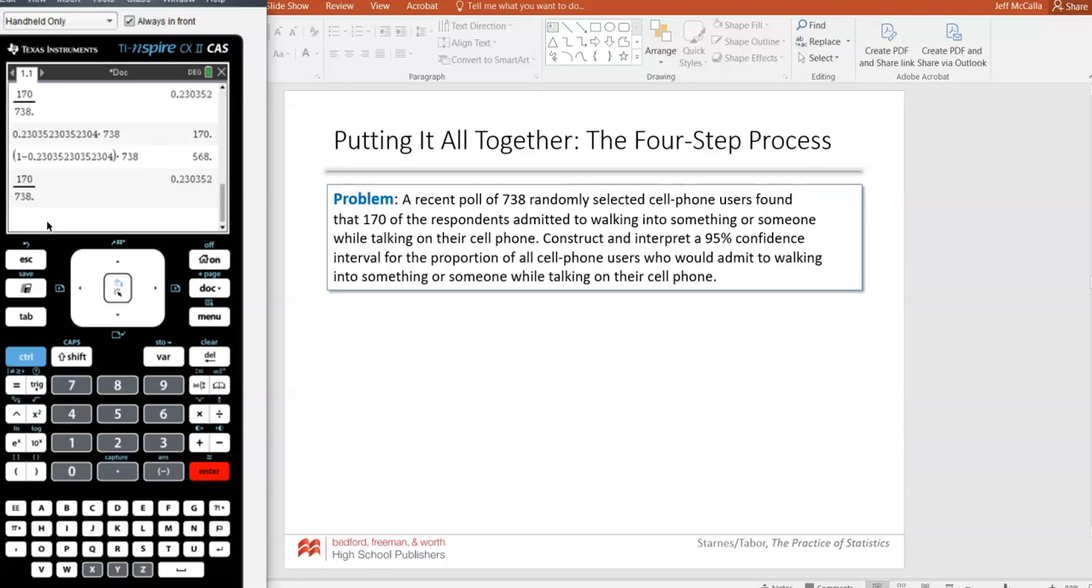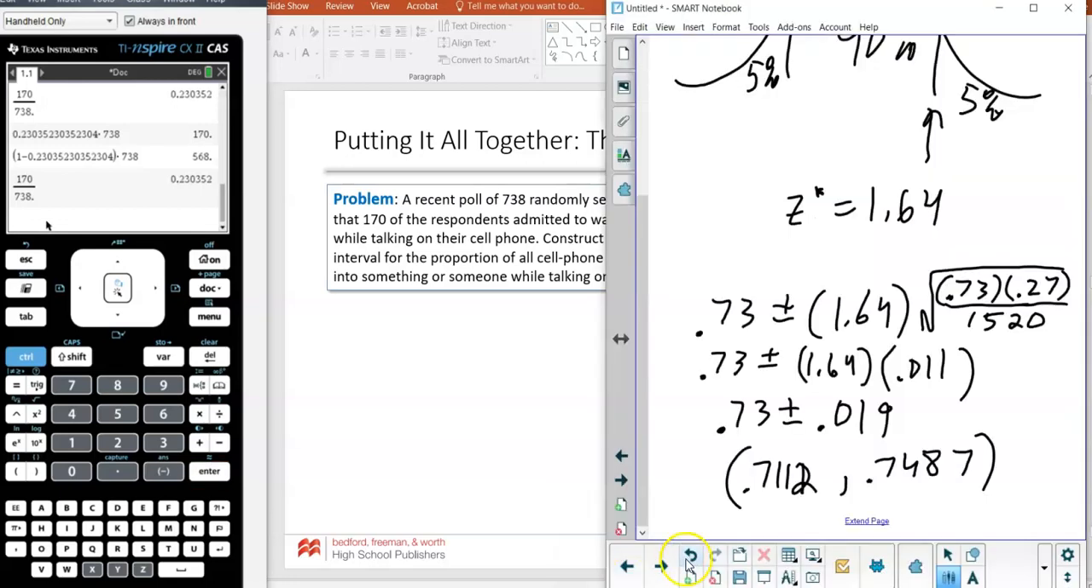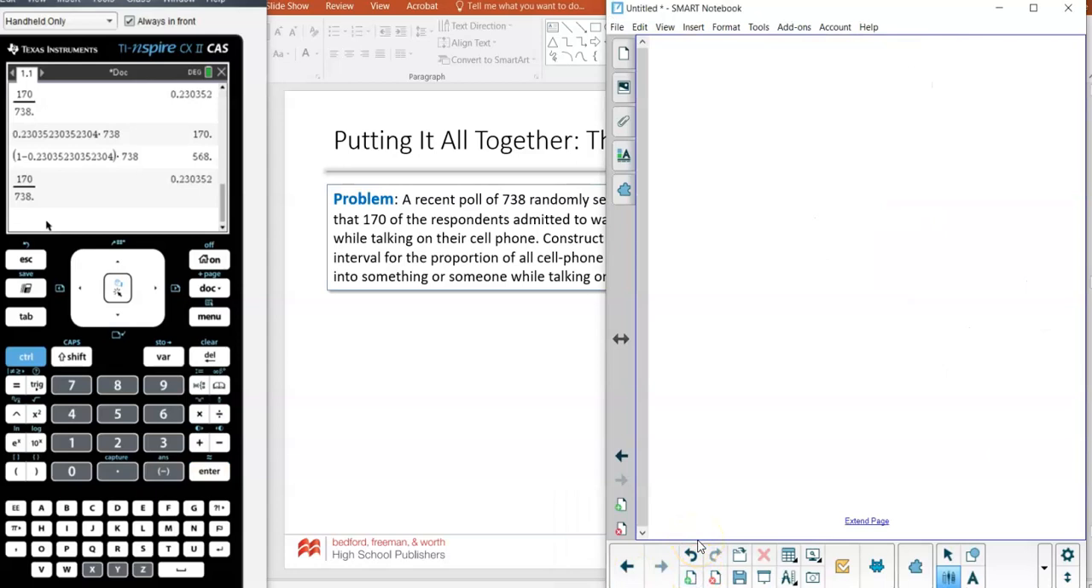Less than 10% of all cell phone users who admit to, so there's tons more. So that's definitely less than 10%, so we're good there. We checked all the conditions. You would then start setting up your proportions and things here.